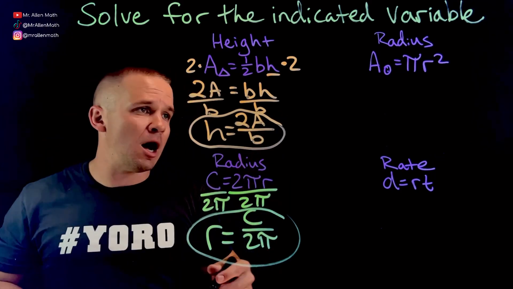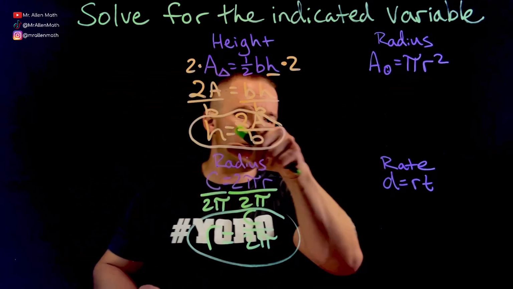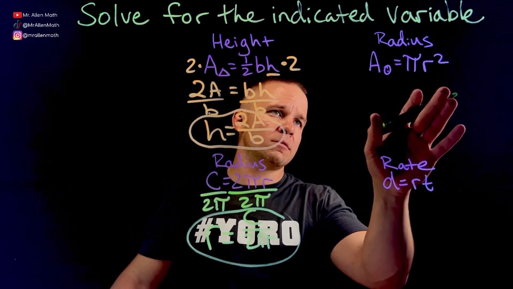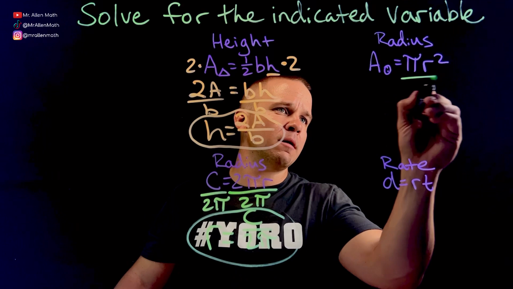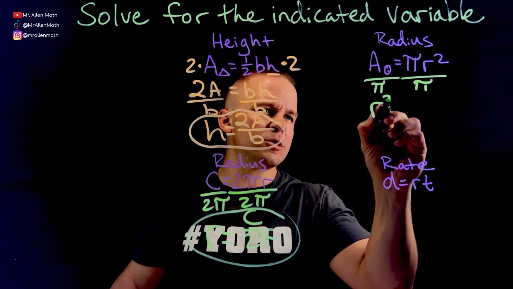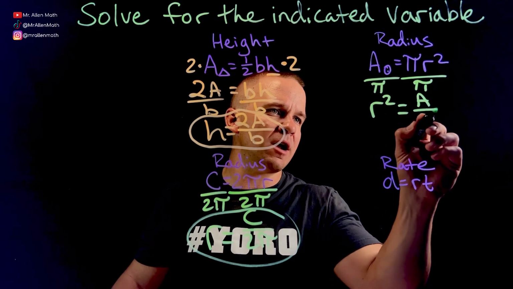Next problem. I'll go green up here, diagonal with it, then orange down here. We have our area of a circle formula. I'm going to divide by pi on both sides, so r squared equals the area divided by pi.